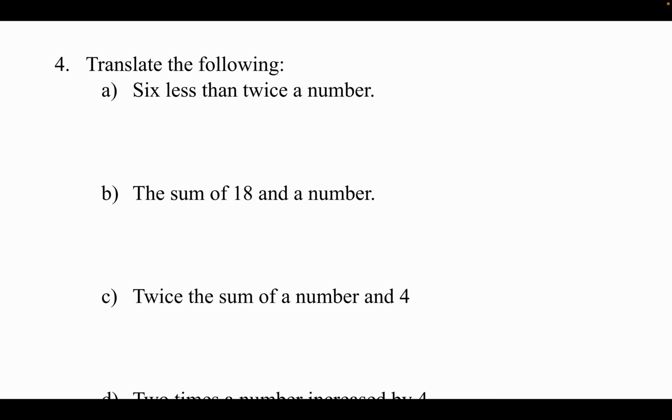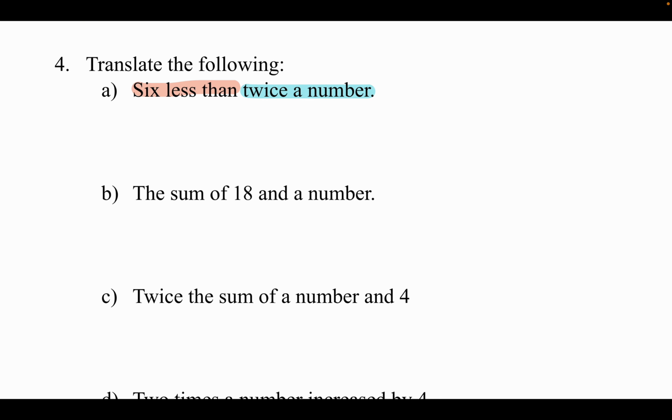This video is going to be page 4 of your review sheet. So for the first part, you're translating expressions. So we have 6 less than twice a number. We're going to do some highlighting. 6 less than means to take 6 away from. Twice a number means 2 times a number.